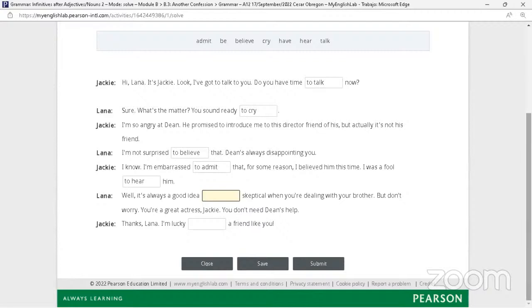To be skeptical when you're dealing with your brother, but don't worry, you are a great actress. Jackie, you don't need Dean's help. Thanks, Lana. I'm lucky to have a friend like you.